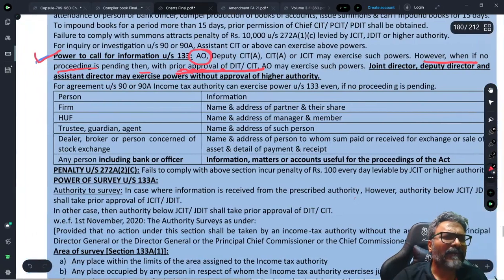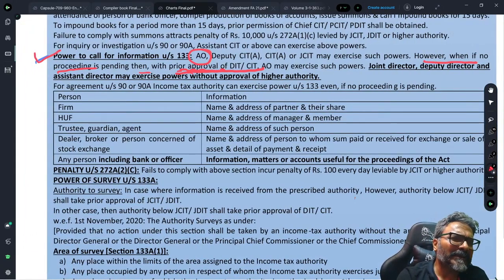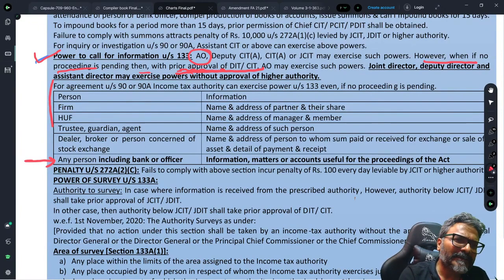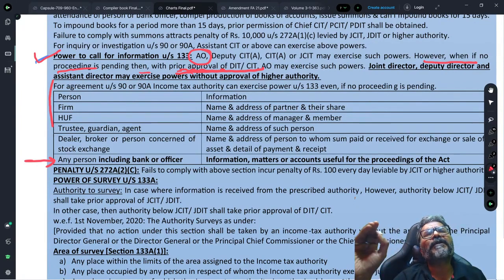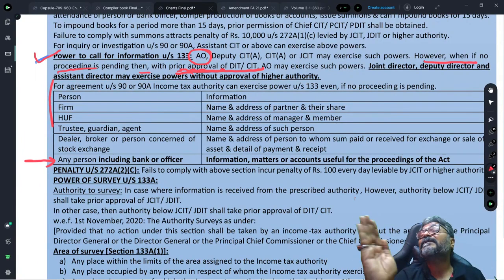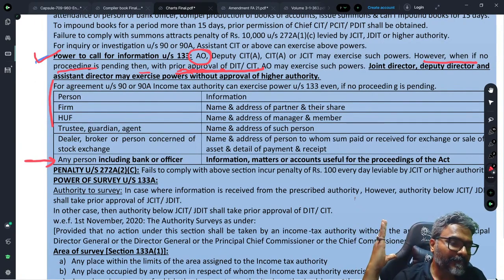Now students, this is such a wide power. Just forget everything whatever is written over here, and just focus only on the last point. This is such a wide power. Just focus on the last particular row. And what is the last particular row? Students, through this particular section of 133, you can give the notice to any person, including the officer of a banking company, and you can call for the information which you think may be relevant or useful for any proceedings under the Act.